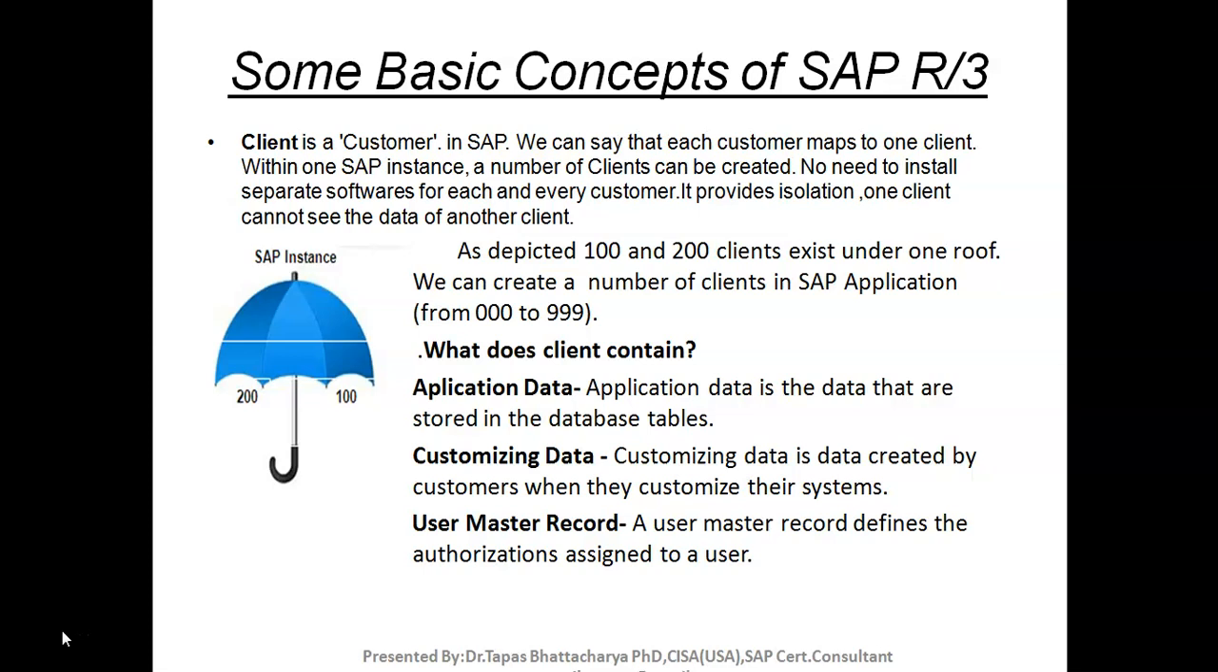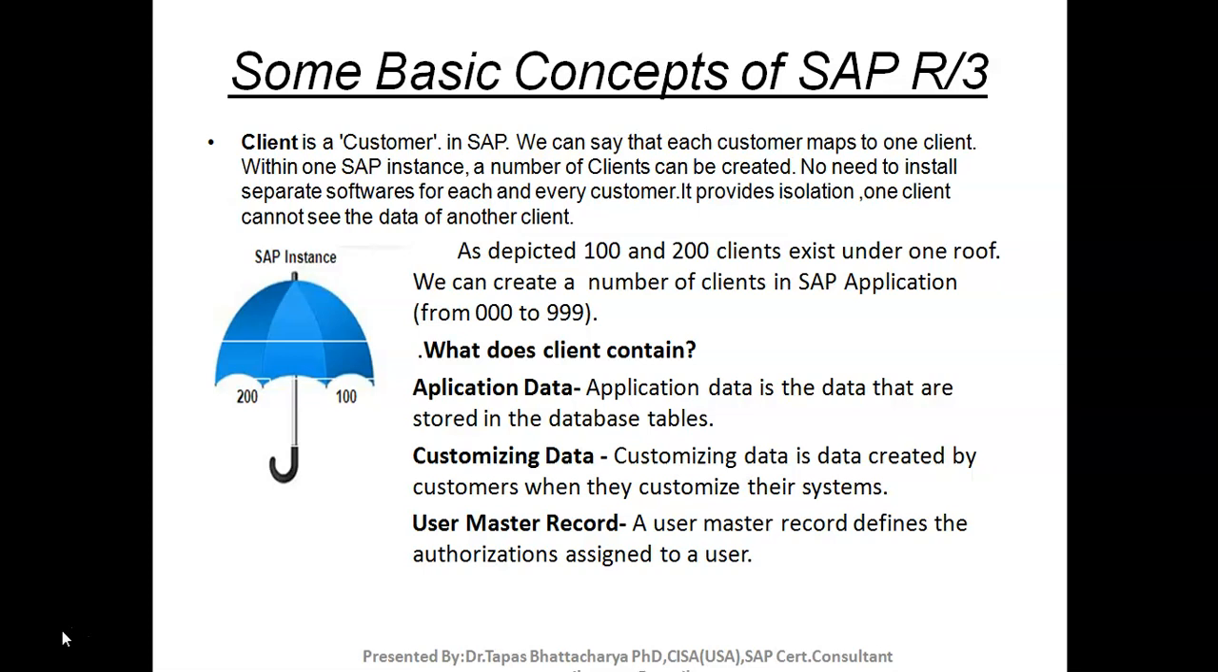What does an SAP client contain? Application data, customizing data, and user master record. Application data is the data which is stored in the database tables. Customizing data means each and every client is different from SAP's point of view, and some information is created by a particular customer based on client-dependent information, and they modify the system as per their own requirement. That information is in customizing data.